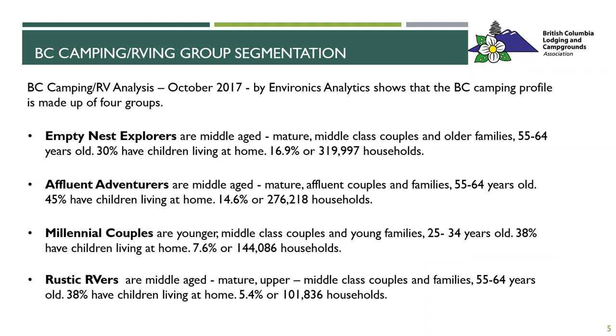So how is this group segmented? We did a study to find out how many households there are and what the demographic and psychographic characteristics are of the people that are coming camping. What you can see here is broken down into four groups: empty nest explorers, which equate to approximately 319,000 households in British Columbia, affluent adventurers, 276,000 households, millennial couples, about 144,000 households, and then the rustic campers, 101,000. Obviously, they're not all camping, but they are potentials for camping. Together, they make up about 44.5% of the total households in British Columbia, or 1.8 million. So the market size is pretty significant for those that are likely to camp or RV.